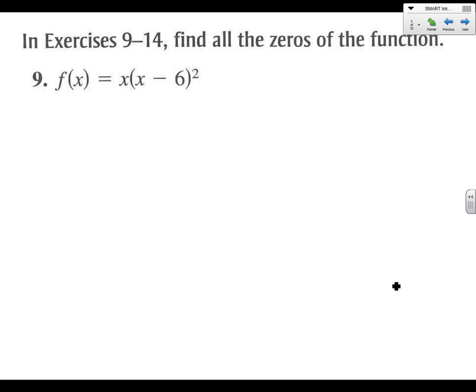Alright, so let's find all the zeros of the function we can on this one. Go ahead and try this for a second. When you are ready to go, unpause and I'll do the answer for you.